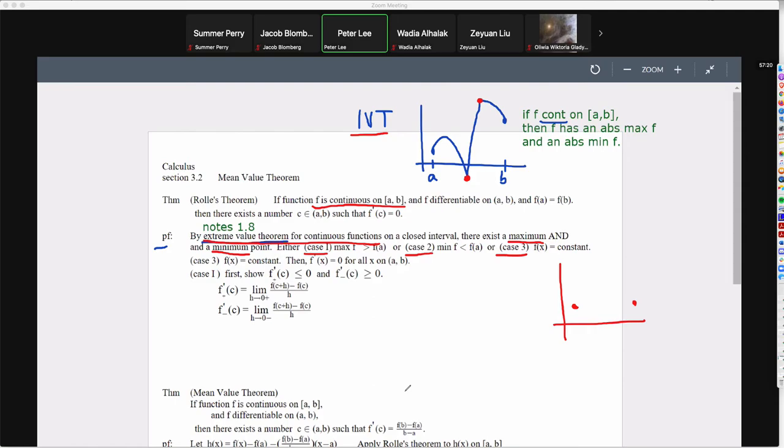One of the 3 things is that the max f will be greater than f of a. So when you have a point like this, let's say we have a curve like this, and then let's say we have another curve. Let me draw a green curve. I'm going to draw the green curve like that.